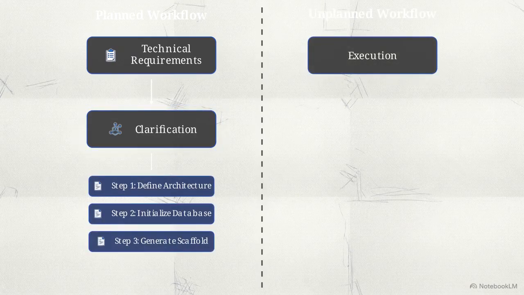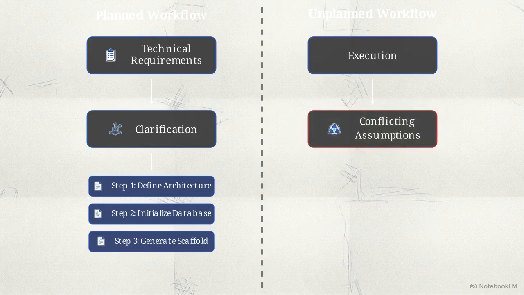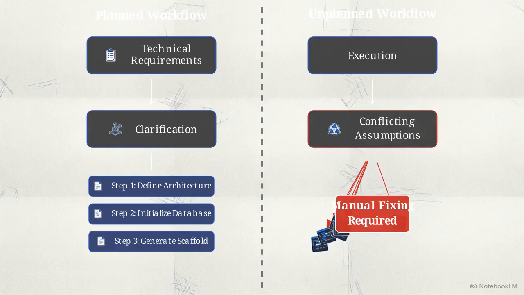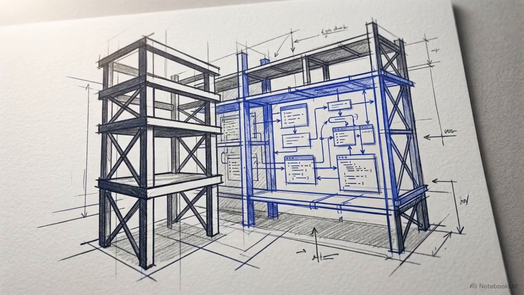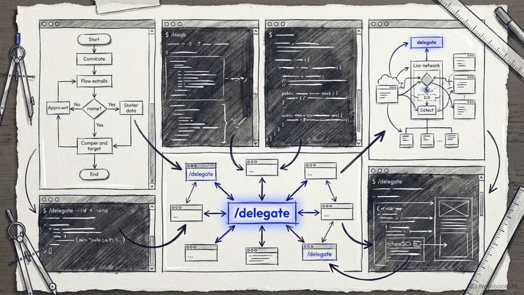Skipping this planning phase often leads to the agent assuming a conflicting architecture, which creates code that requires manual fixing later. Forcing the agent to clarify its assumptions first is the most reliable way to produce code that actually fits your project. With the plan approved, we run the /delegate command to begin the build.